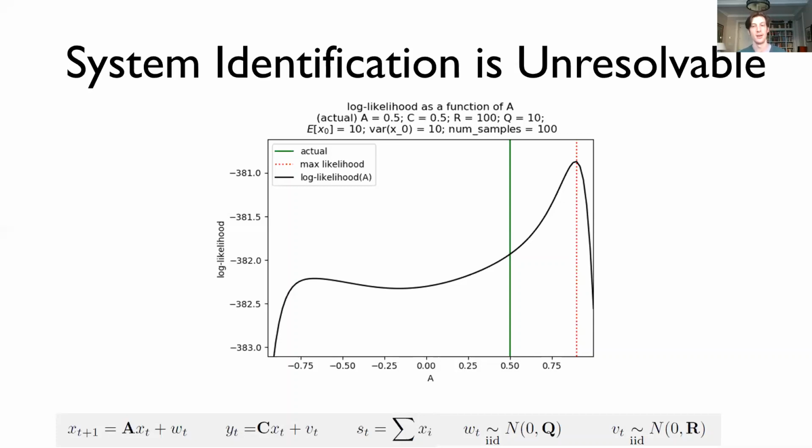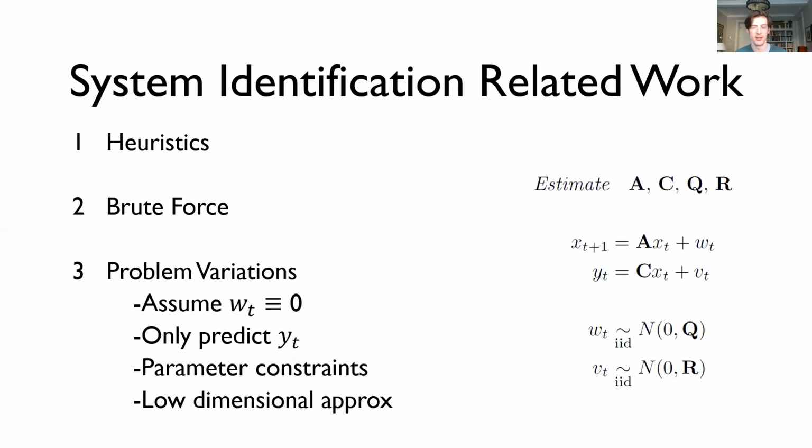These don't coincide. So the MLE is biased, and in addition, it's non-convex. In general, there may be more than one combination of parameters that give rise to the maximum likelihood. So this is just visually showing that finding the true parameters is unresolvable in general. So what can be done?